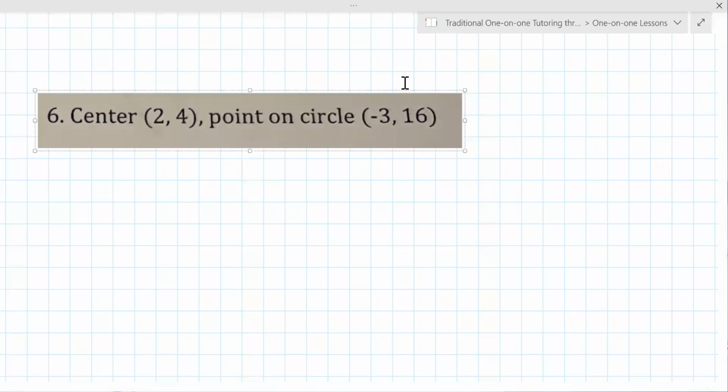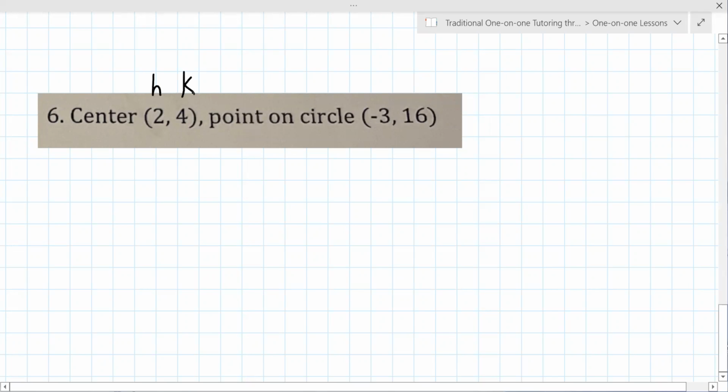Okay, so here's number 6. It says the center is at (2, 4). That's h and k, but this time they're not giving you the radius. What they are giving you is two points. So I'm going to graph this so that you can see it, and then I'll snip that in. Give me just 30 seconds to get this graphed. All right, so here we go. I'm going to snip this in.